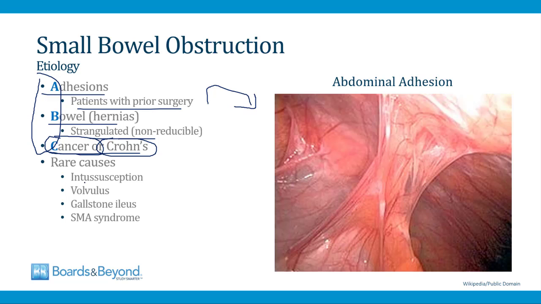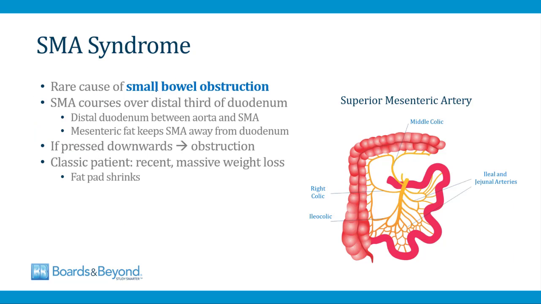There are other rare causes you should be aware of, especially because they come up on board exams. Intussusception and volvulus I talk about in other videos. Gallstone ileus is when a large gallstone obstructs the outlet of the small bowel. And then finally, there's a rare condition called SMA syndrome, which can cause a small bowel obstruction.